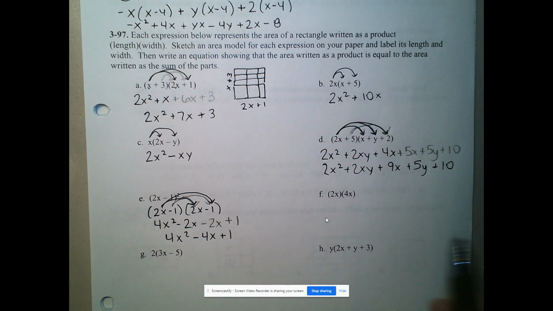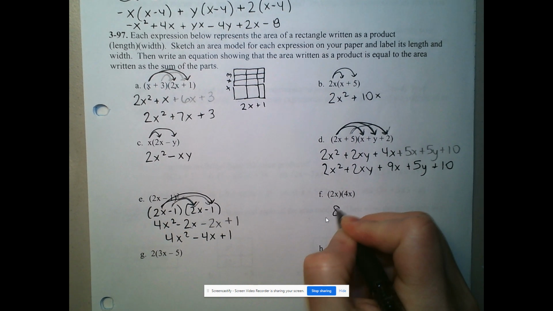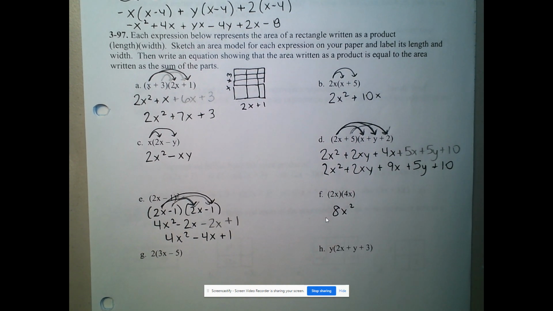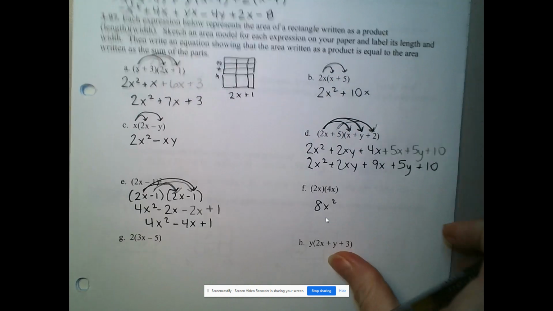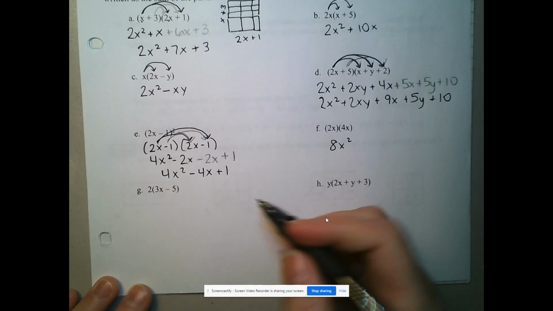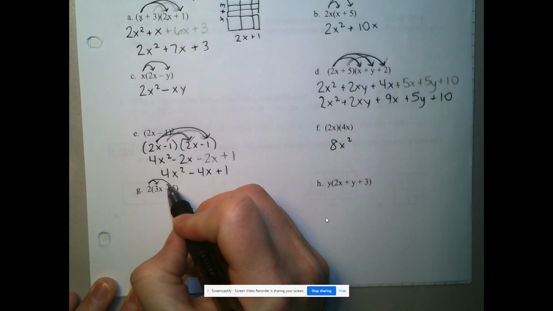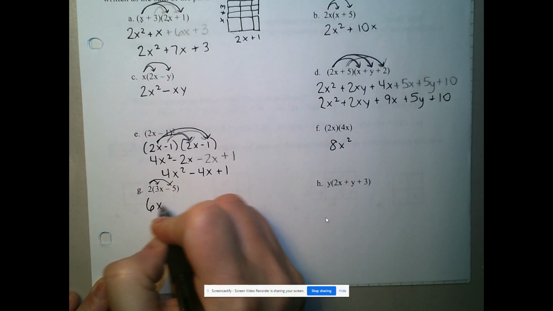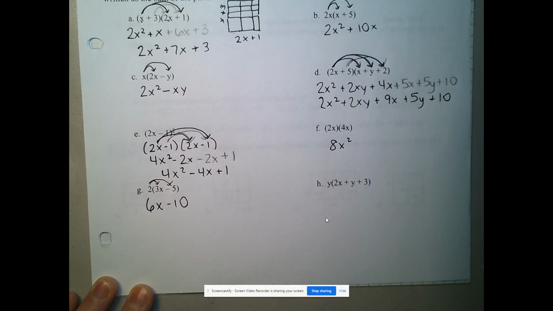2x times 4x, that is literally a term times another term. It is 8x squared. There is no distributing. Distributive property is only over addition or subtraction. Since this doesn't have any addition or subtraction, it is not the distributive property. G, I'm only distributing the 2. 2 times 3x and 2 times the minus 5 would be 6x minus 10. Plain and simple. That was fast.